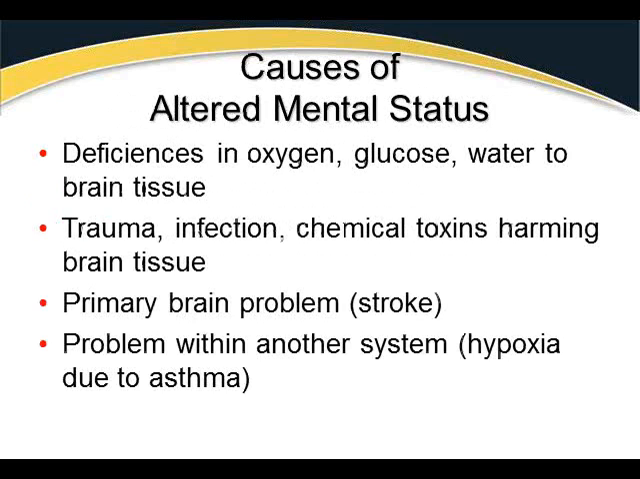So, causes of altered mental status: deficiencies in one of the three major elements are really the main causes there. And that's when we see a lot of our medical emergencies that relate to altered mental status. Either the oxygen is low, the glucose is low, or the water is low. So somebody's ill and becomes dehydrated. Somebody is diabetic and the sugar's gotten low. Somebody's having shortness of breath and now their oxygen levels in their body are dropping. That's when mental status starts to change.